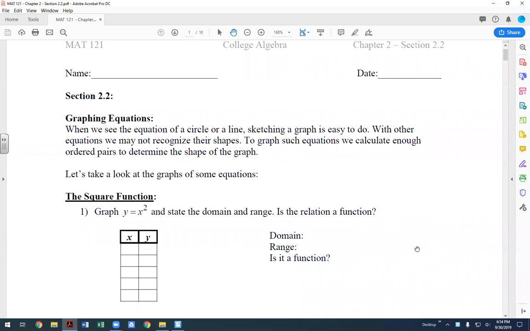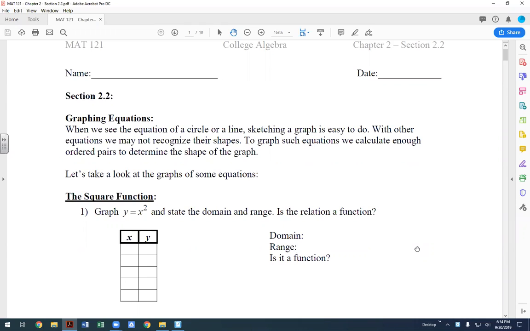Let's start with our section 2.2 here. Of course, in the previous chapter, chapter 1, we looked at how to graph a circle, right? You need just the center and the radius to be able to graph your circle. For a straight line, we pretty much need 2 points, right? Once you have those 2 points, you can draw a line. So based on that, they're saying sketching a circle or a line can be pretty easy.